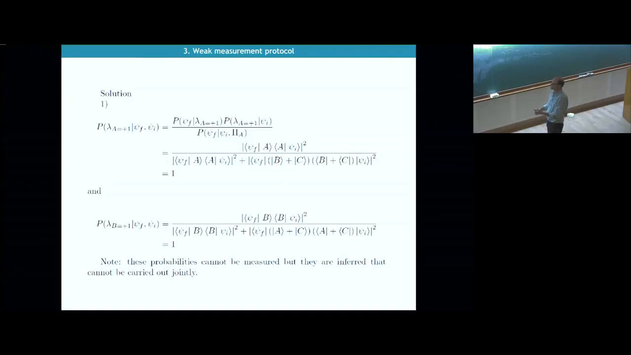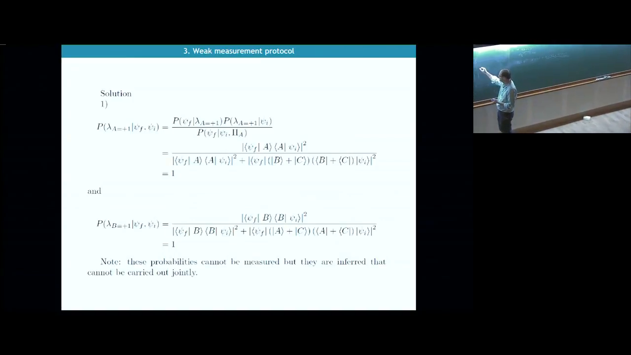So of course the conclusion is that you get, in both cases, a probability 1. So if you open box A, you're sure you will find the particle here, conditioned on the post-selection. If you open box B, you're sure to find the particle here.